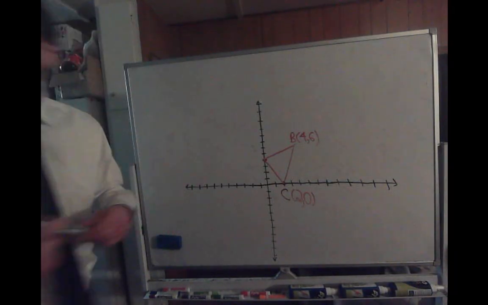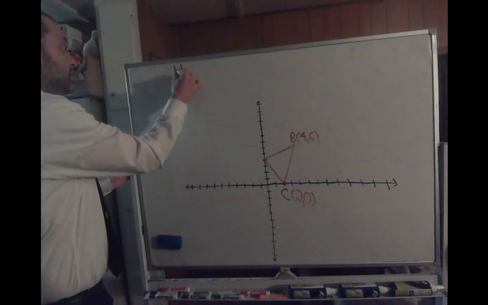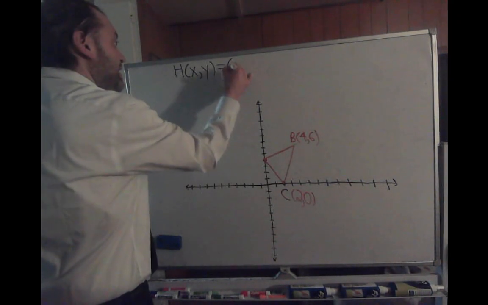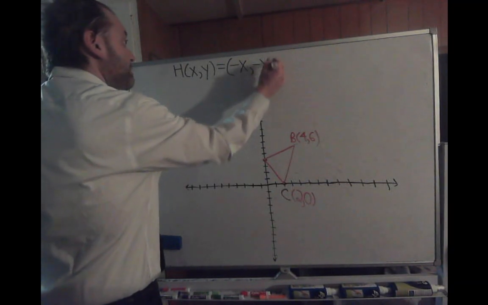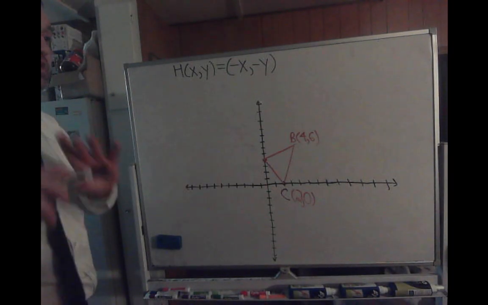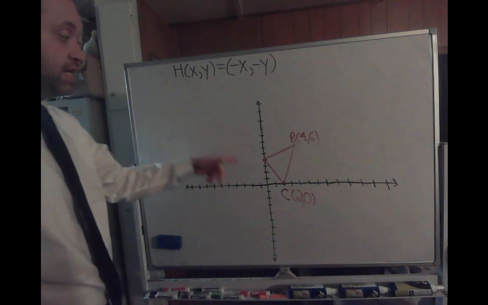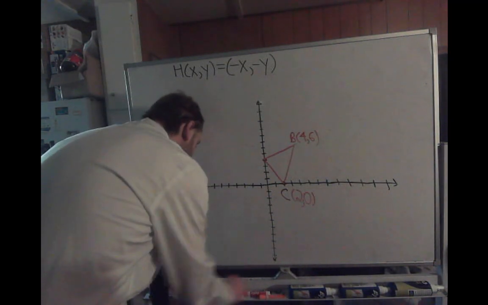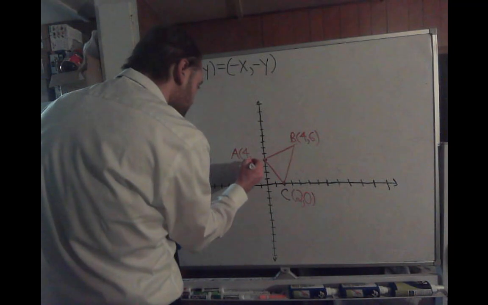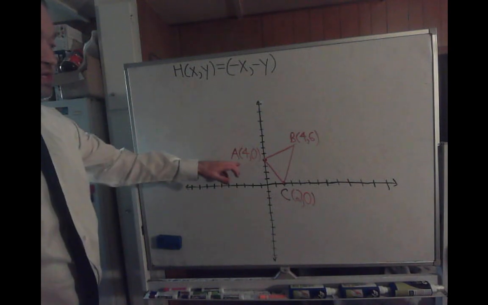Alright, so let's see. The next function we are given then is h of x,y equals negative x, negative y. So we need to put in each of these values here. Dang it, I did erase the A, didn't I? I'm sorry, guys. A is at the point 4, 0. So let's find the image of each of these points.